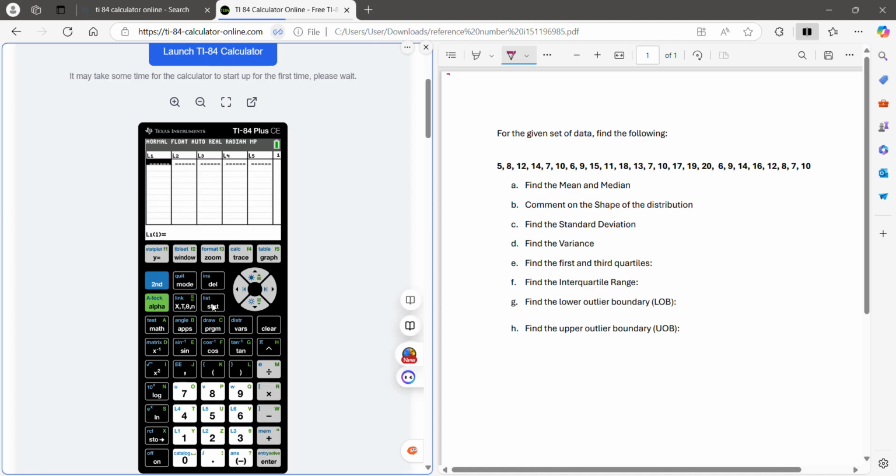Now we have the L1. You can plug in your data set in L1. So what is the data set that we have? Now we have 5. Then you click on enter. Let's plug in the data set: 8, 12, 14, 7, 10.